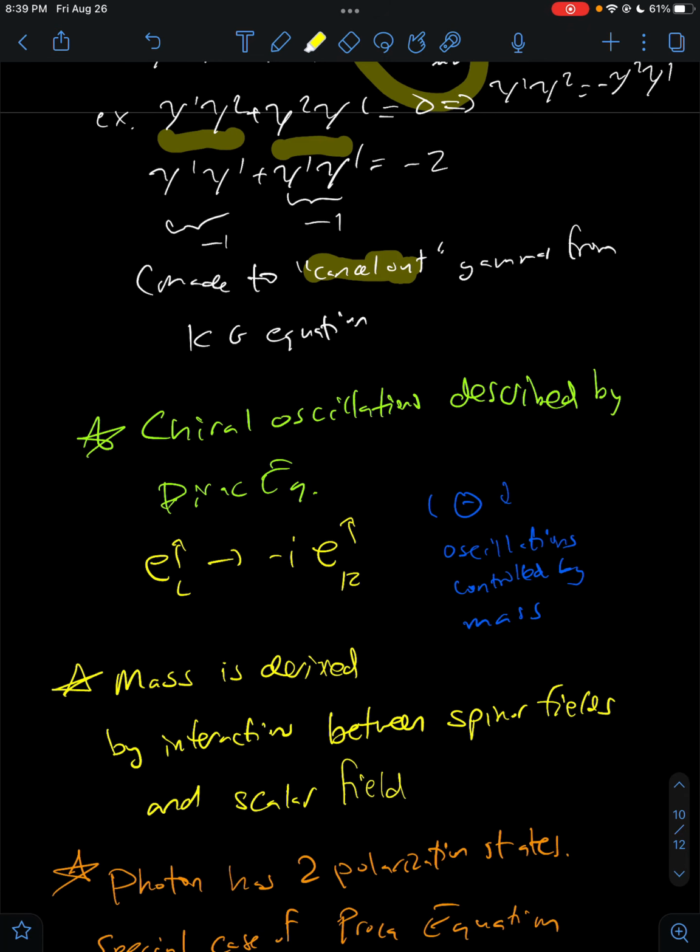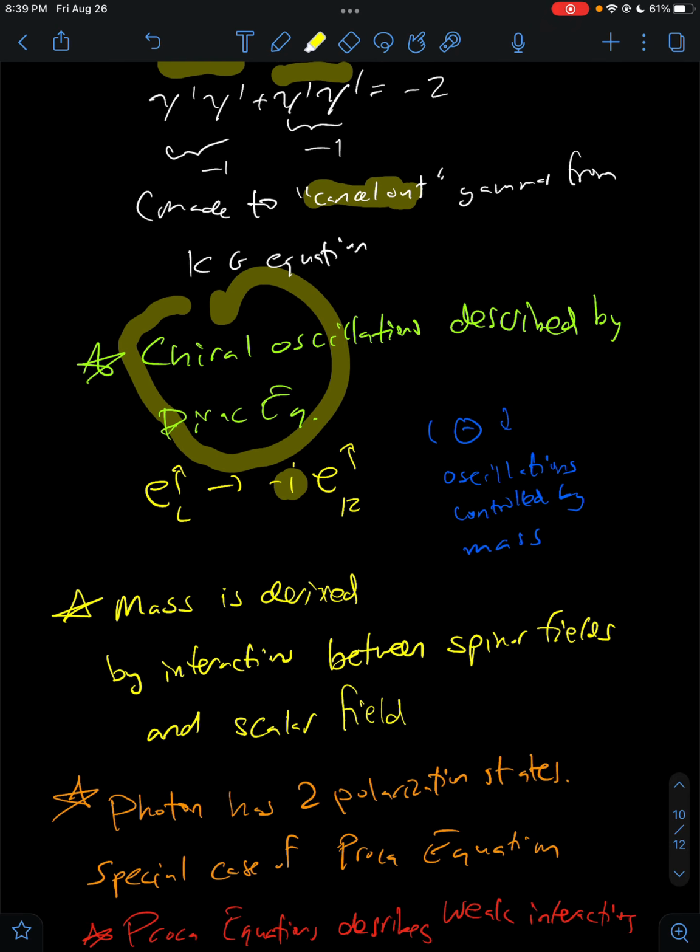Chiral oscillations are described by the Dirac equation. We talked about this in our video on the Dirac equation, of course. Basically, a field that starts off as left chiral, when it time evolves, becomes a right chiral field times a -i scaling factor. Mass is derived by interactions between spinor fields and the scalar field. We talked about that briefly in our Dirac equation video. This is, of course, an allusion to the Higgs mechanism.